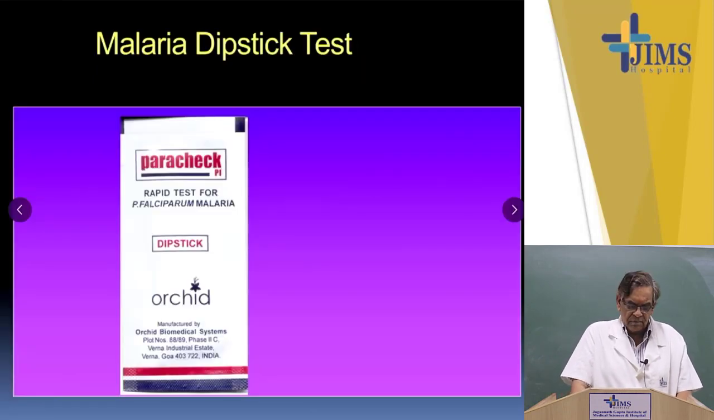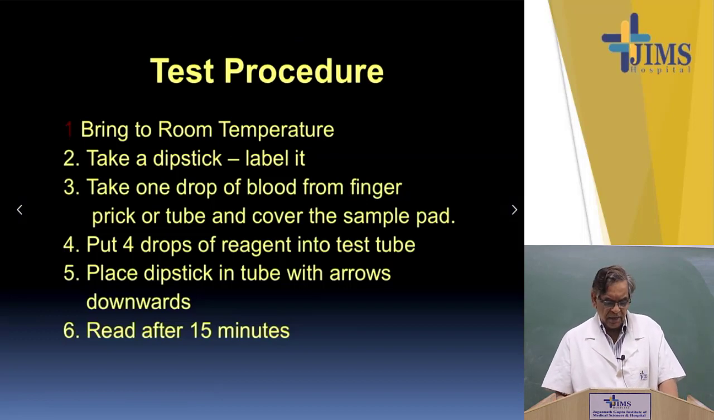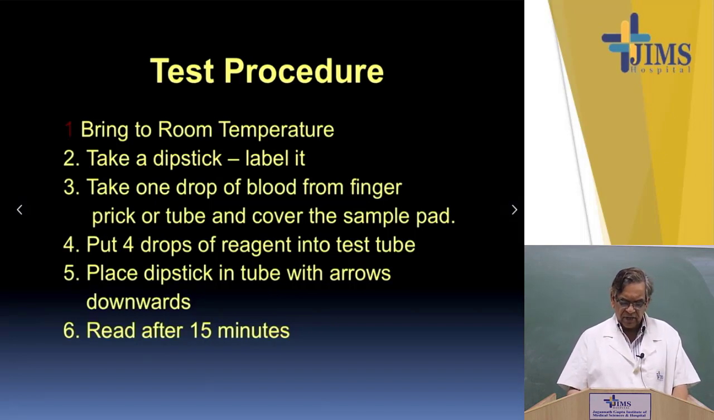This is a malaria dipstick test. This is a kit. So the test procedure is you bring the kit to room temperature, take a dipstick, label it, take 1 drop of blood from the finger prick or tube and cover the sample pad. Put 4 drops of reagent into the test tube. Place the dipstick in the tube with arrows downwards. Read after 15 minutes. Here it is.